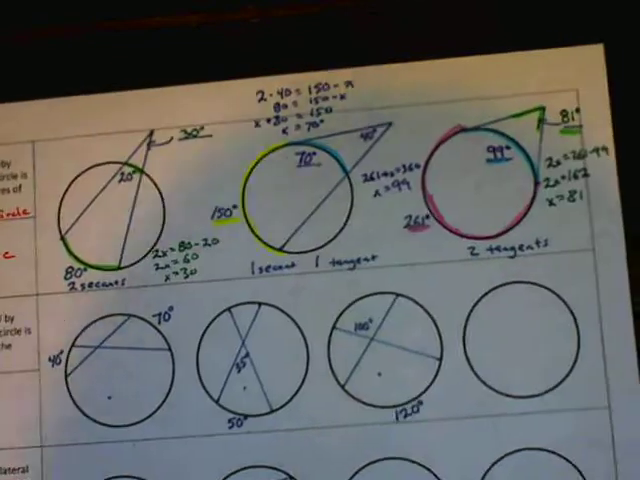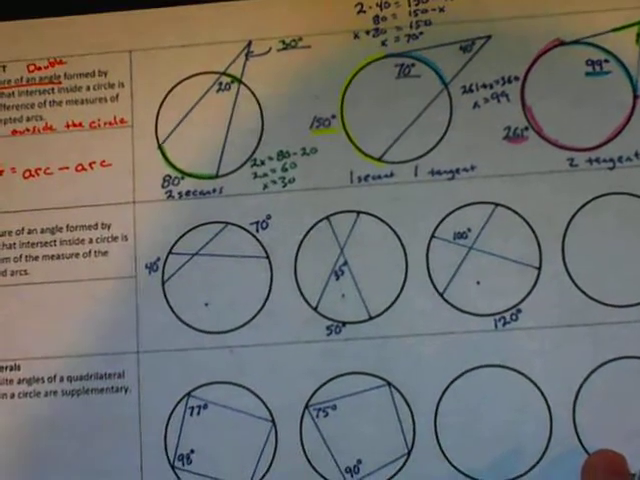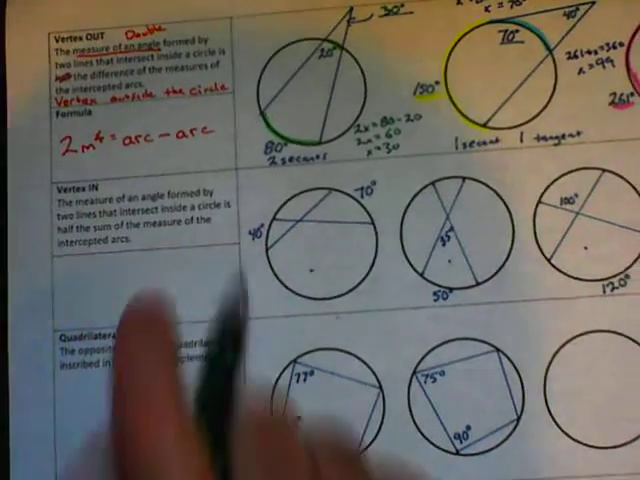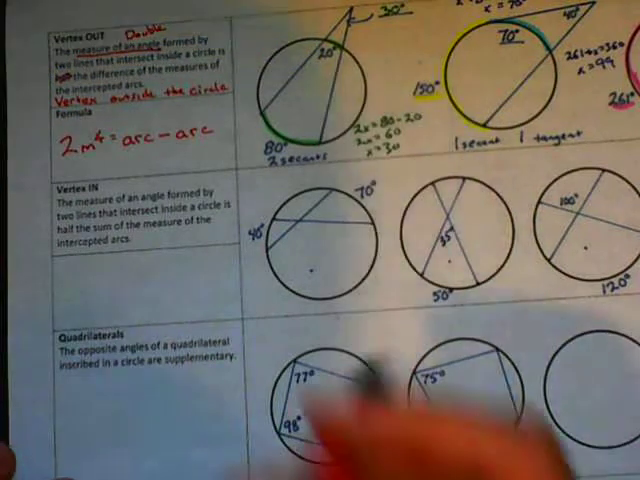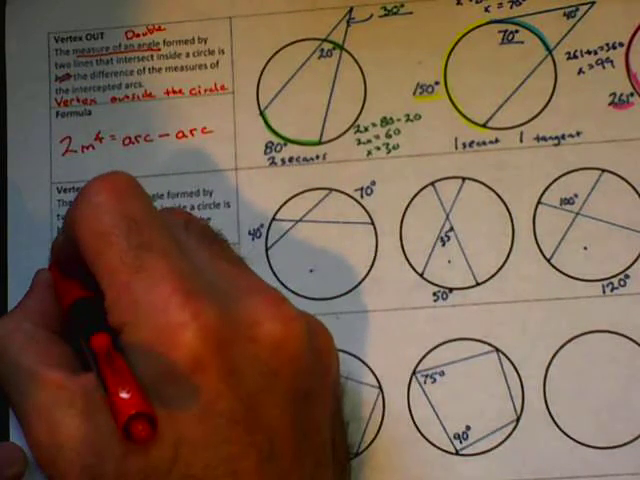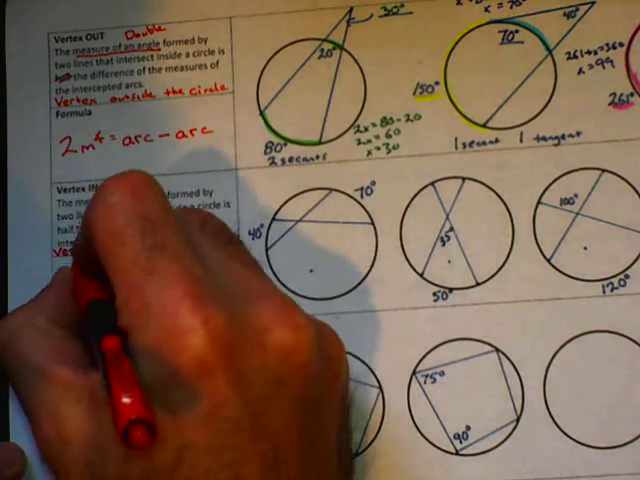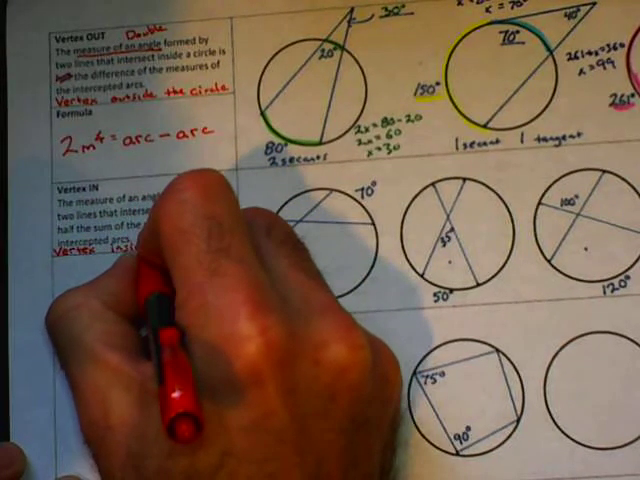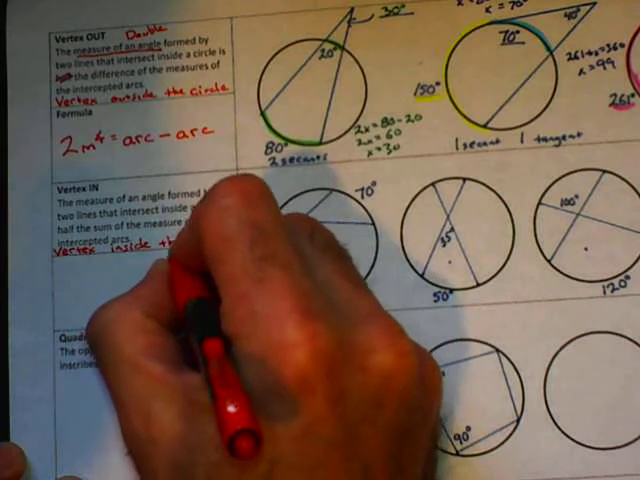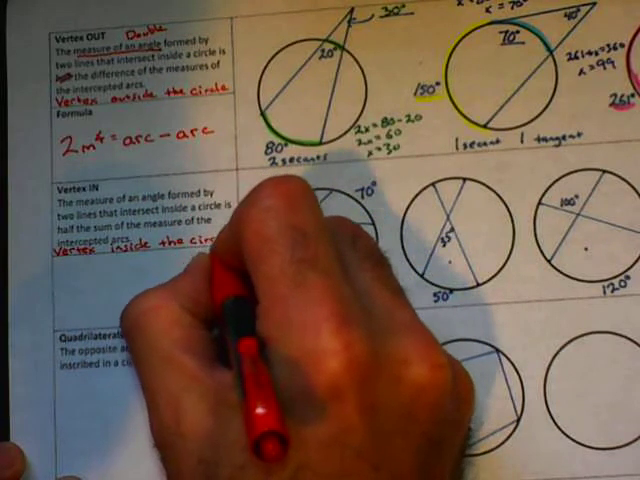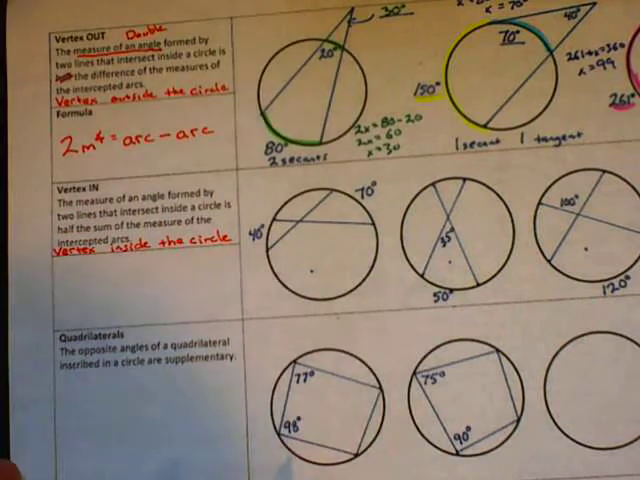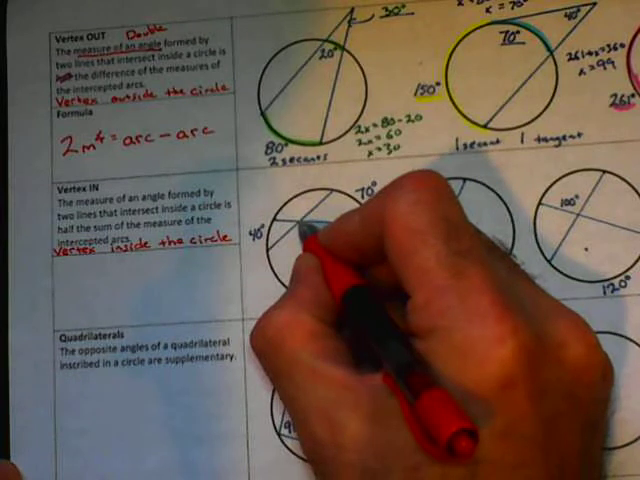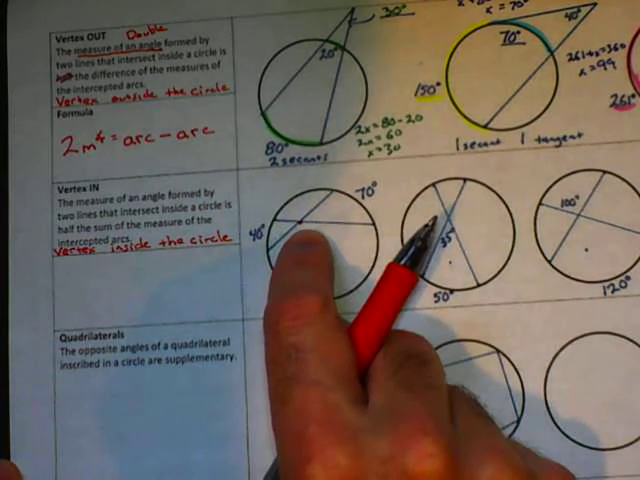Okay, vertex inside the circle. We're going to change things up a little bit here, and we're going to go over to vertex in. That means the vertex is inside the circle, not necessarily the center. It would work on the center, but then we'd have to have other measures. And if we know it's the center, we don't bother with this. But the vertex inside the circle, like this first picture right here, the vertex is inside the circle.